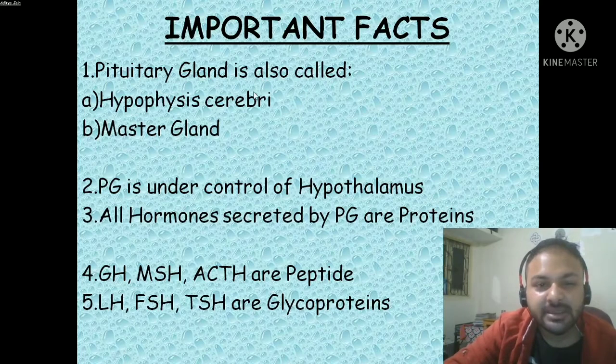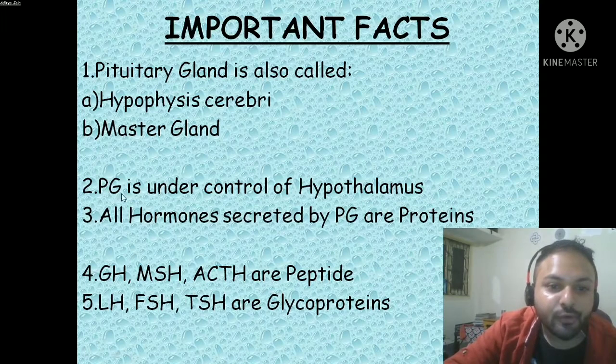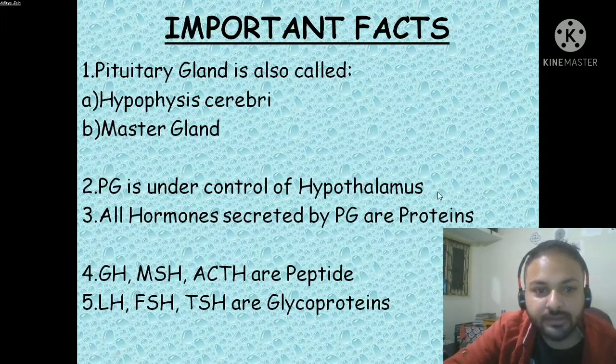Now here are some basic facts which you should know about pituitary gland. It is also known as hypophysis cerebri and master gland, and master of master gland is hypothalamus. Now pituitary gland is under control of hypothalamus. That's why hypothalamus is known as master of master gland. All the hormones secreted by pituitary gland are proteins. Growth hormone, MSH and ACTH are peptides, and LH, FSH, TSH are glycoproteins. Glycoproteins are a type of proteins.